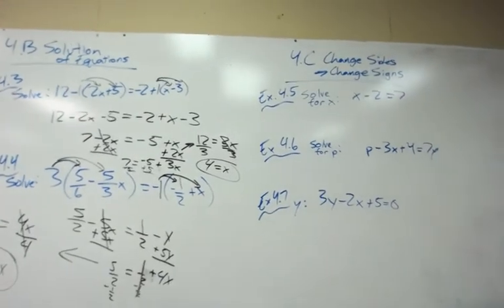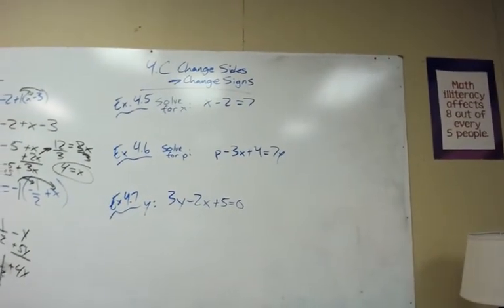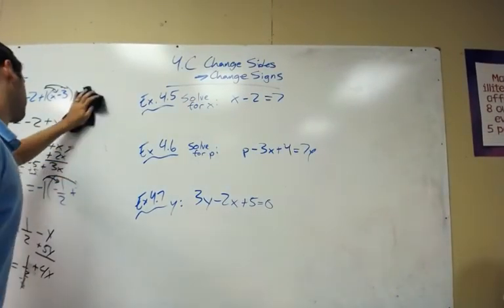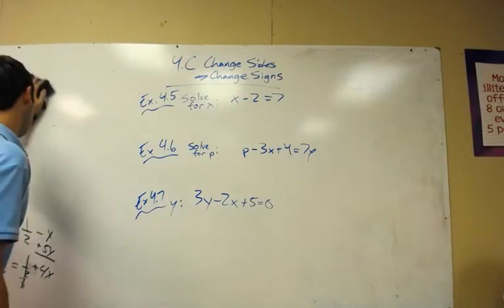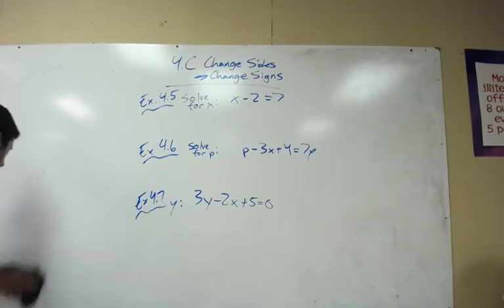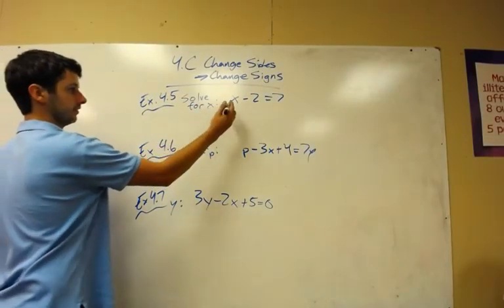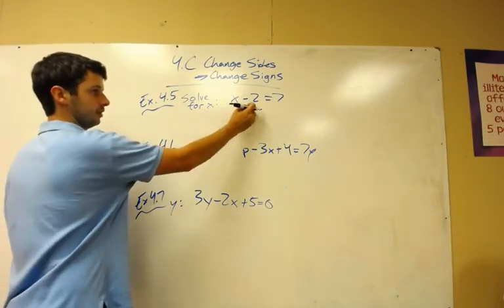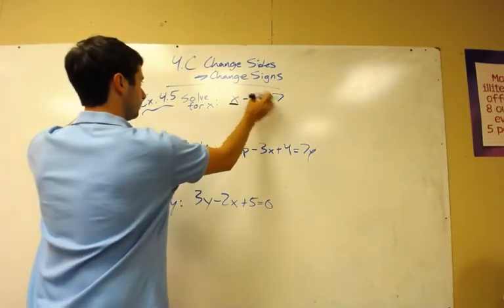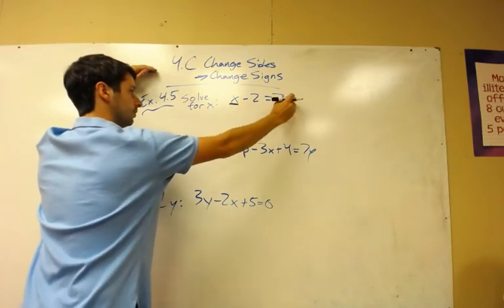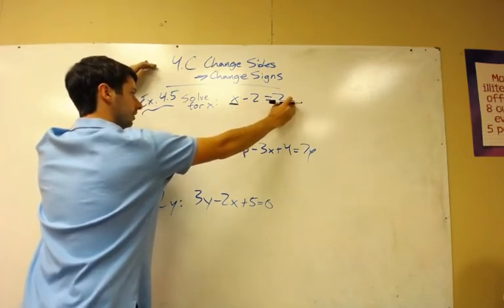The last part on lesson 4, moving to 4C, is simply the principle of when you change sides, you have to change the sign. So to show what that means, we'll look at example 4.5. All right, 4.5, it says solve for x. So we're trying to get x by itself. So all that means is we need to move the negative 2 over here. So just like the concept says, if we want to change the negative 2 to the right side from the left side, we need to change the sign.